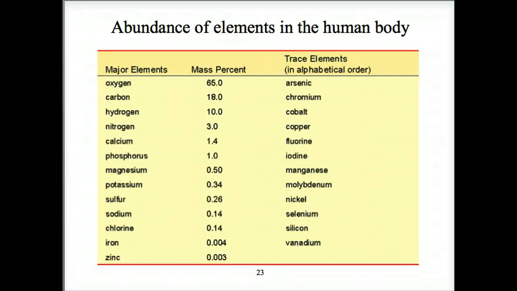In the human body, however, we have a lot of oxygen as well, carbon, hydrogen, nitrogen, a little bit of zinc, and many of these trace elements are found in the body.